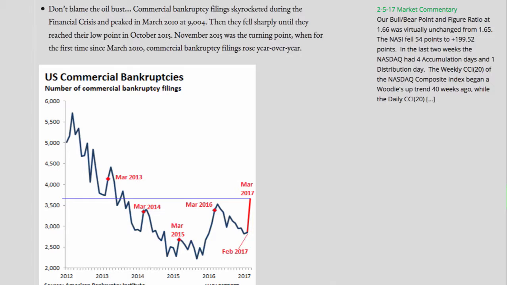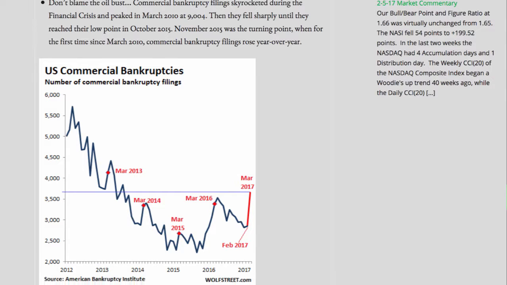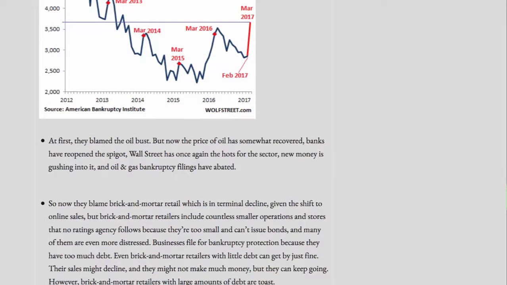skyrocketed during the financial crisis and peaked in March 2010 at 9,400. Then they fell sharply until they reached their low point in October 2015. November 2015 was the turning point when, for the first time since March 2010, commercial bankruptcy filings rose year over year. At first, they blamed the oil bust, but now the price of oil has somewhat recovered.